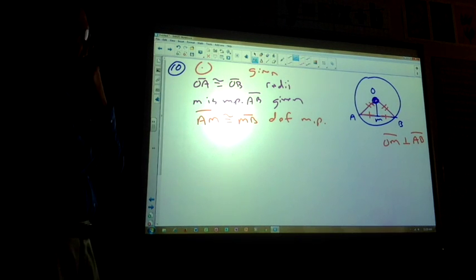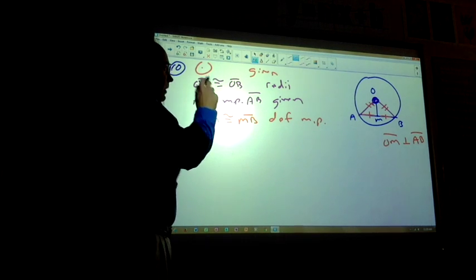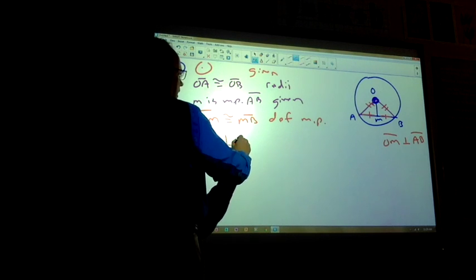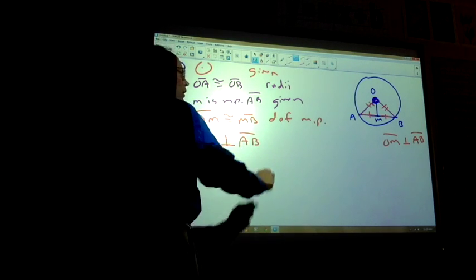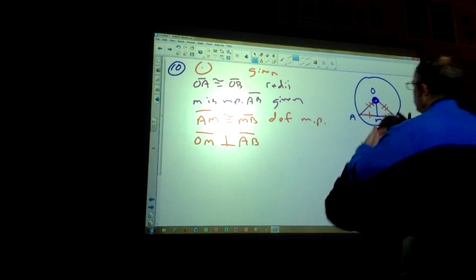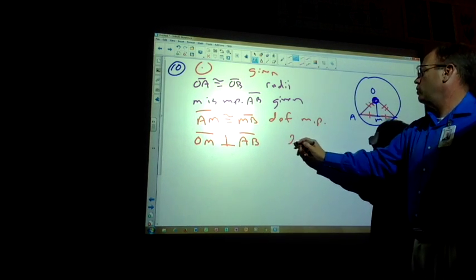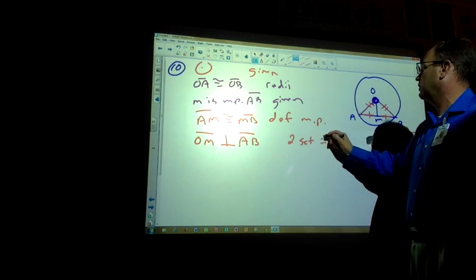What I think we could do is this. From definition, we could state that OM is perpendicular to AB. The reason we could state that is we have two sets of congruent points away, so two sets of congruent segments.